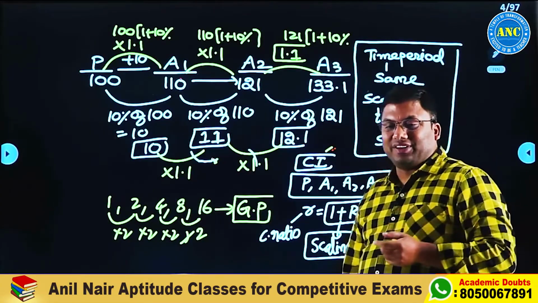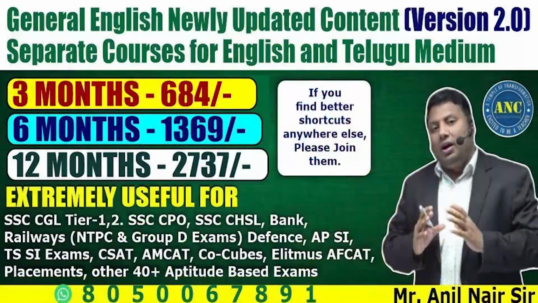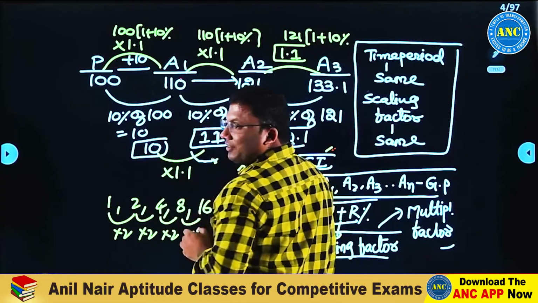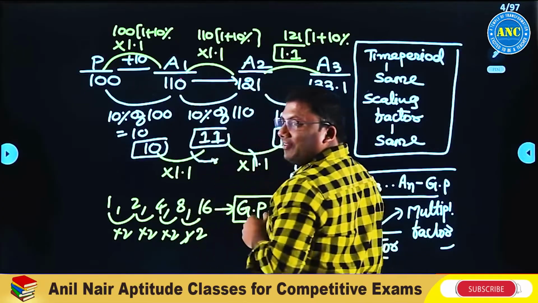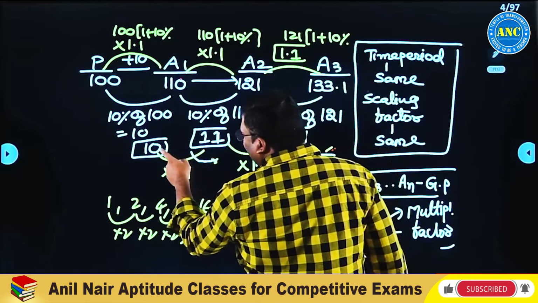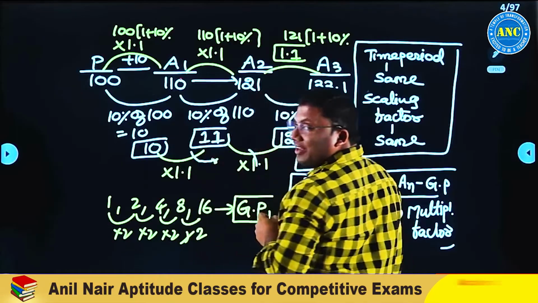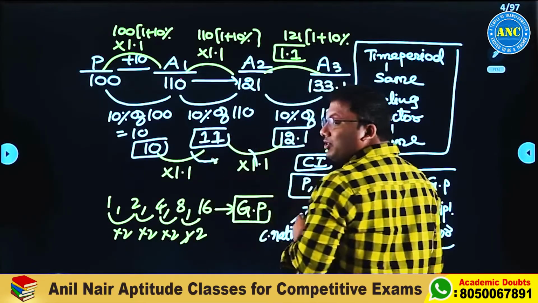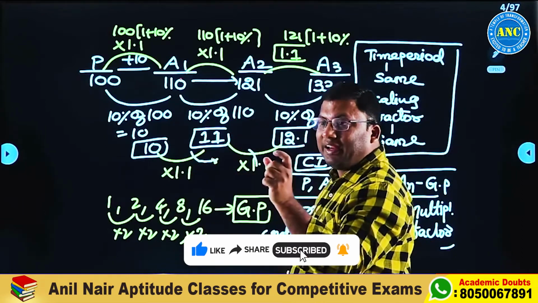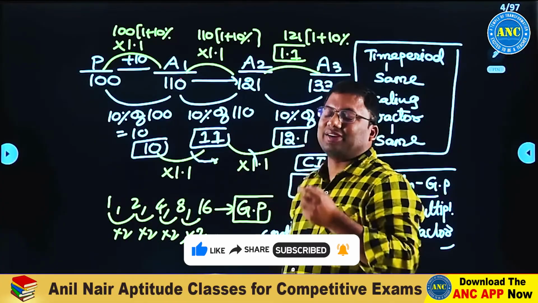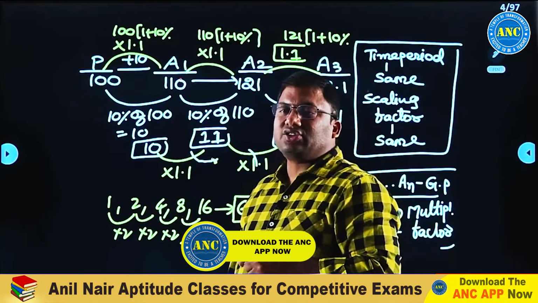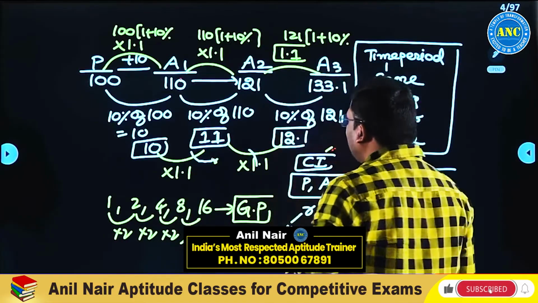Another important observation. Listen carefully here, sir. What are these interest values? 10. What are these? 11. What are these? 12.1. Interest values: 10 into 1.1 is 11, 11 into 1.1 is 12.1. In fact, 10, 11, 12.1. The interest values per year are also in geometric progression. Please write down: the interest values per year are also in geometric progression.